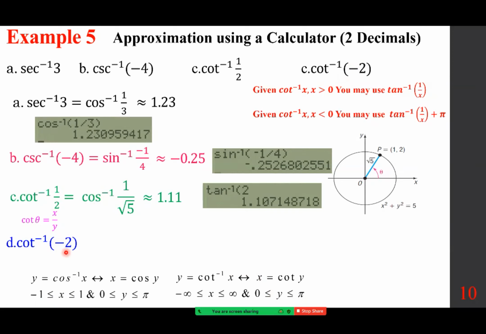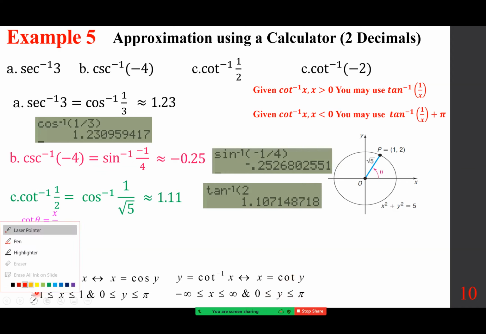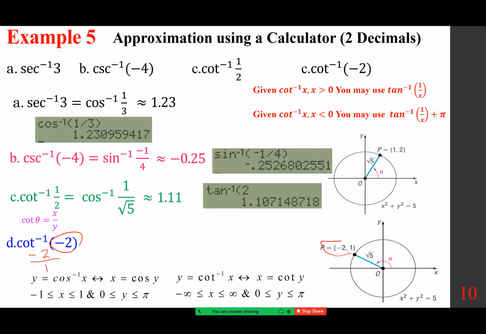So with that being the case, if you want to find the cosine, first understand cotangent is x over y. And this must be in the second quadrant. In the second quadrant, x is negative, y is positive. So you write negative 2 as negative 2 over positive 1. And it gives you this pair. And again, r becomes square root of 5.